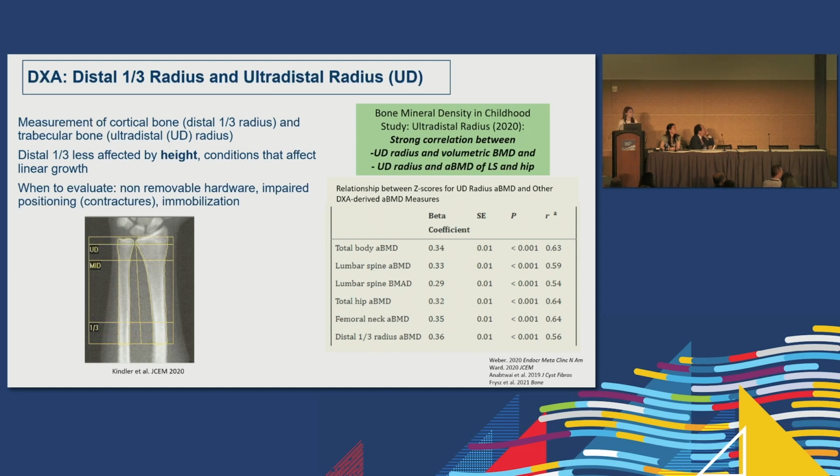So as you can see here on the right side, the Bone Mineral Density in Childhood Study reported in 2020 outcome measures looking at DEXA radius sites. And while the distal 1/3 and ultradistal radius outcome measures are less predictive of overall long bone fractures, we do see that there are strong correlations between ultradistal radius and measures of volumetric bone mineral density and areal bone mineral density at the lumbar spine and hip. So these could be good alternative or additive sites with our bone assessment.